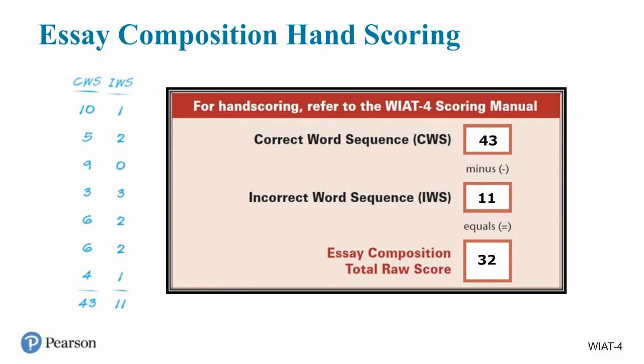Scoring for the WIAT-4 essay composition is based on the number of correct word sequences minus the number of incorrect word sequences. This is consistent with the grammar and mechanics supplemental score on the WIAT-III. In the example pictured here, the number of correct word sequences is 43, the number of incorrect word sequences is 11. The total raw score for the essay composition is 32, the difference between 43 and 11.